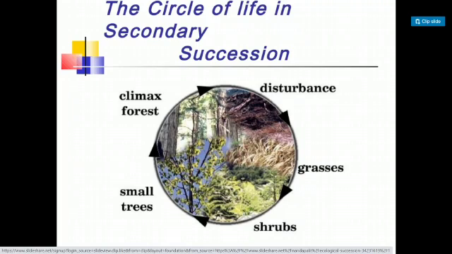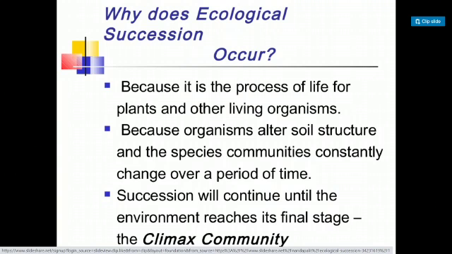Now this area is occupied by another type of species, which are called the grasses. Shrubs replace the grasses and small trees replace the shrubs, and finally a climax forest is formed. This type of succession is called secondary succession. Now we will talk about why this ecological succession occurs. Because it is the process of life for the plants and other living organisms.